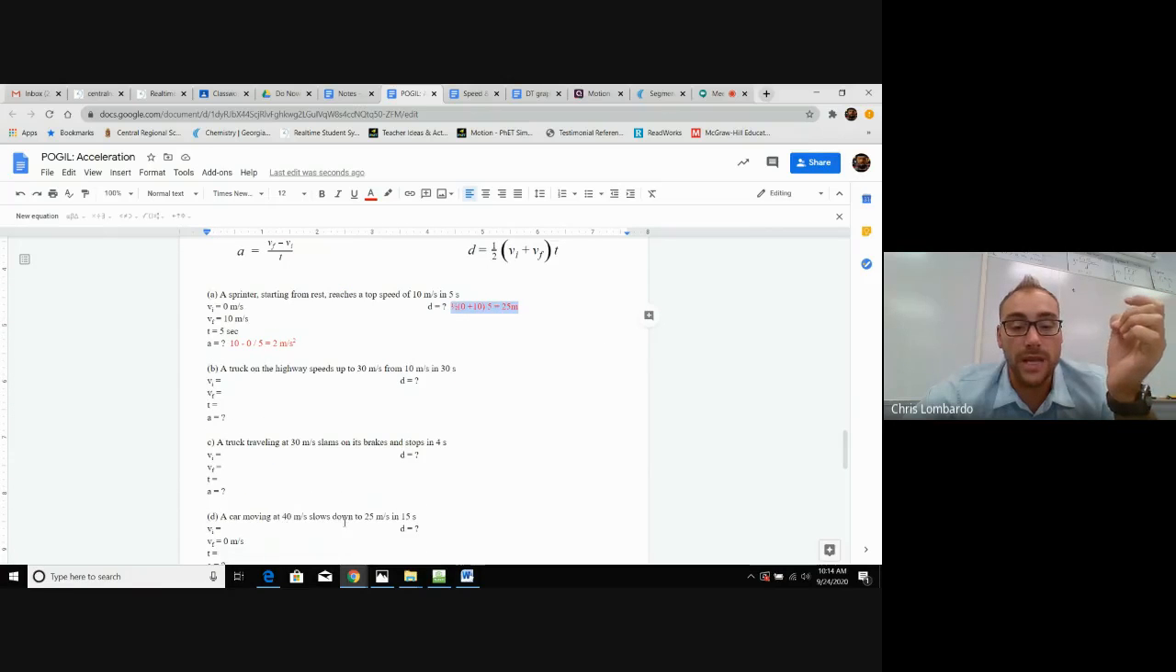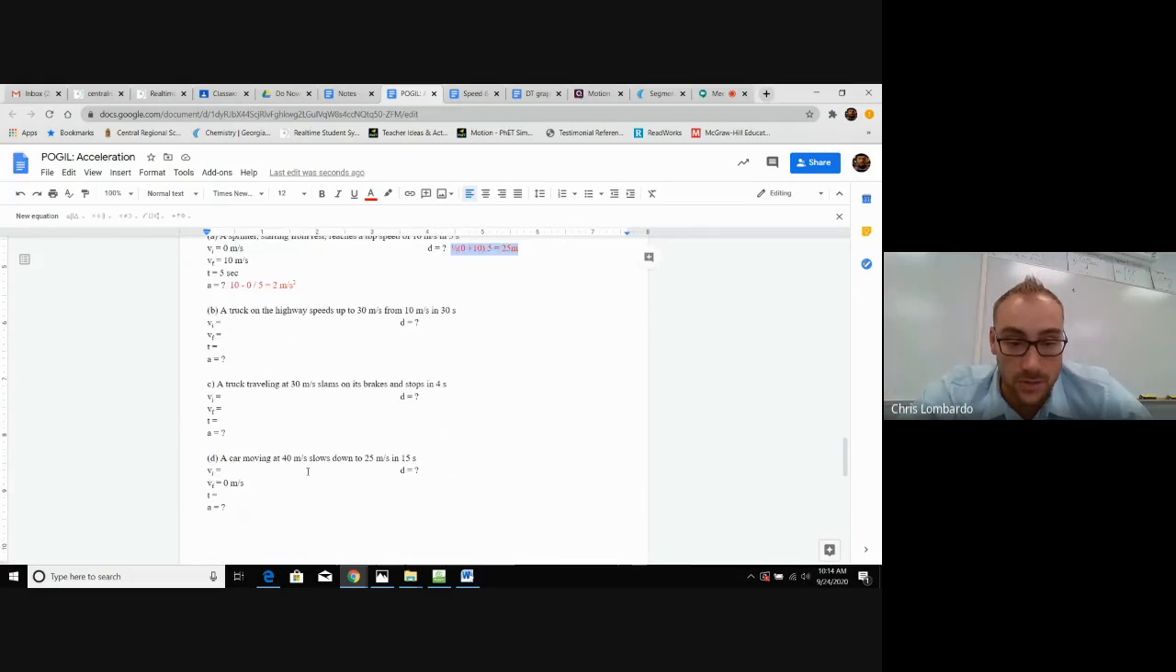Okay, this one's slowing down. So if it's moving, what it's starting at is your VI. What it slows down to is your VF. So, that is not right. Slows down to 25, so your final should be 25.